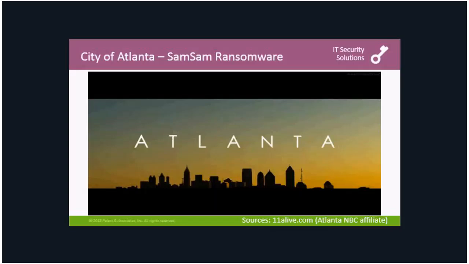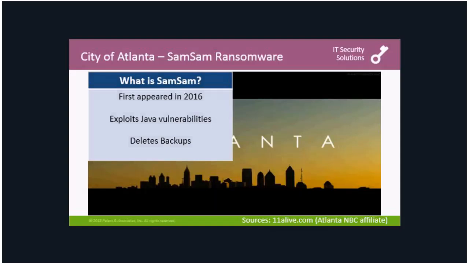So some of you may have read about a cybersecurity incident with the city of Atlanta. They were hit with something that's called SamSam ransomware. This first came out around 2016, but at the start of this year, security researchers started seeing a kind of reappearance of this. Specifically, it exploits some Java vulnerabilities, but the most dangerous part of this software is that it can delete backups.